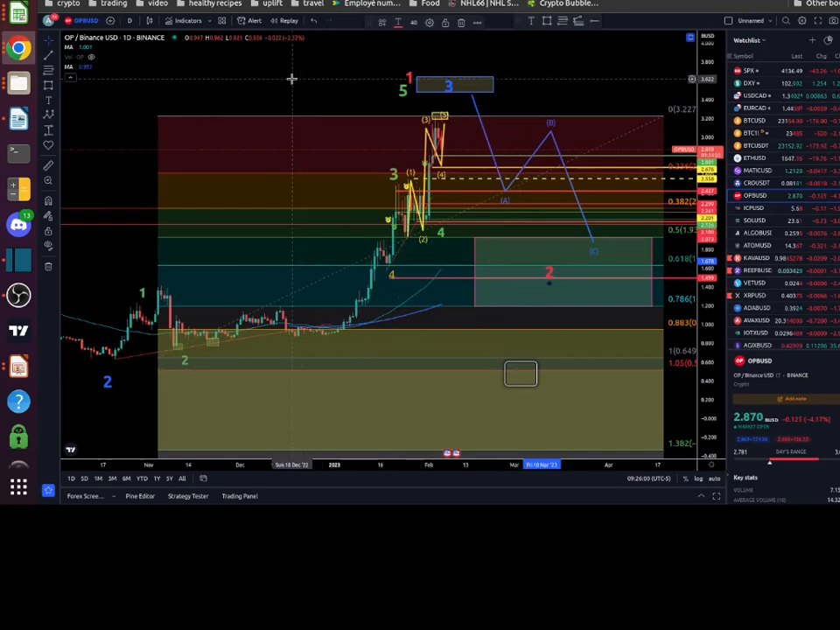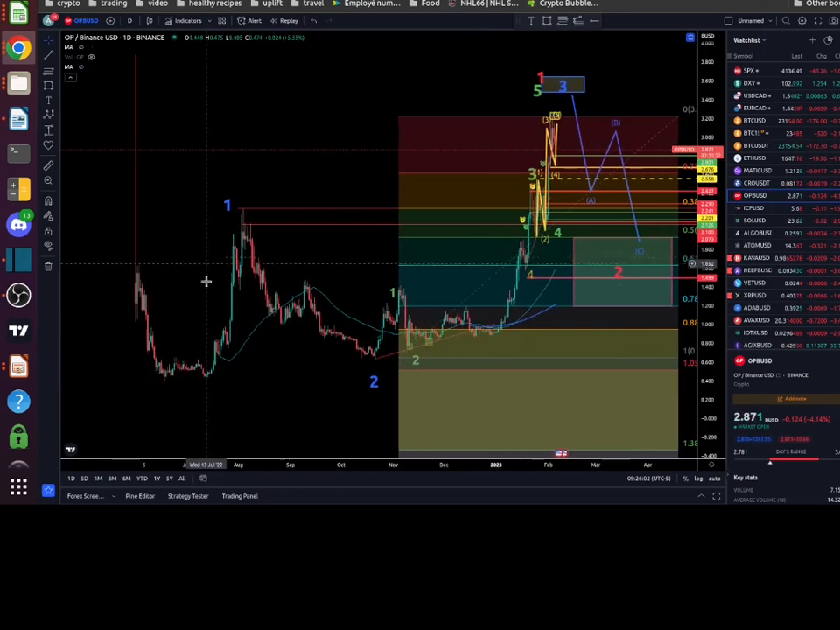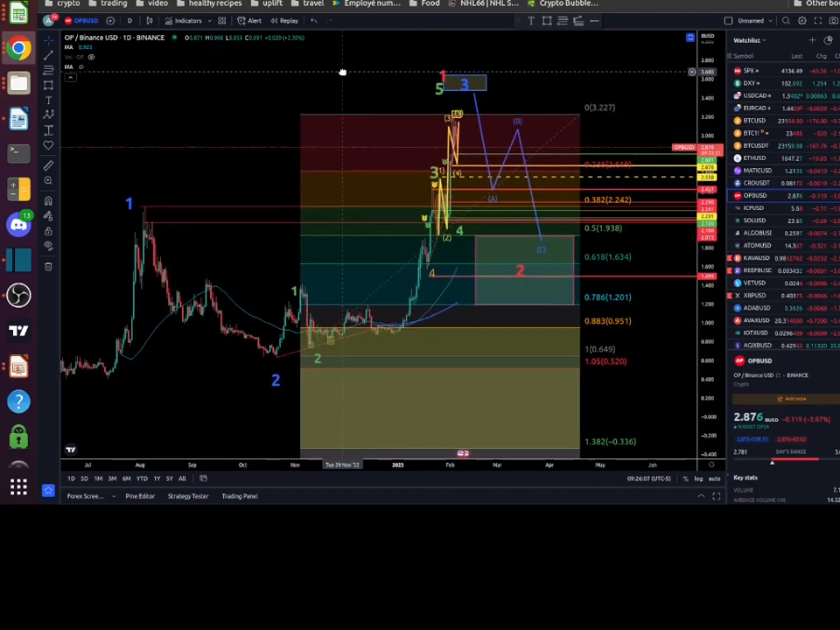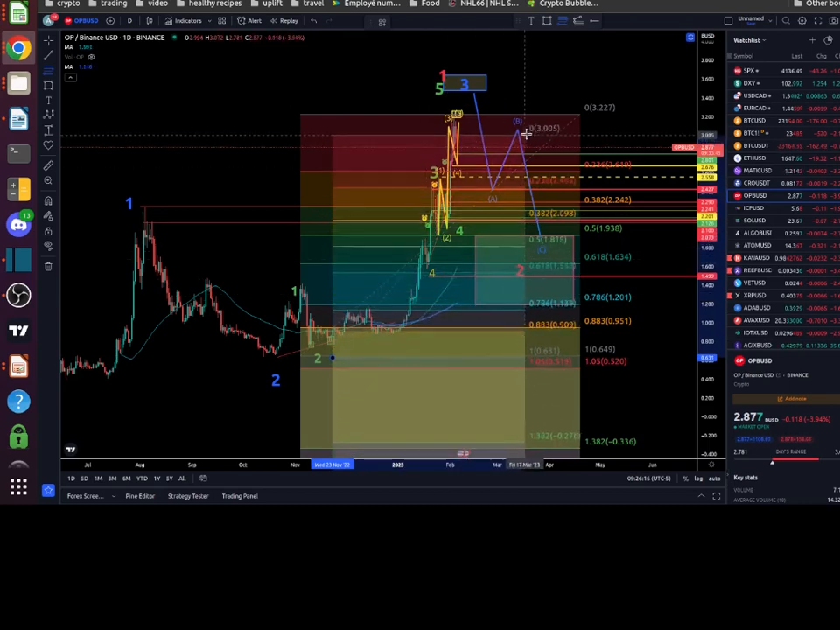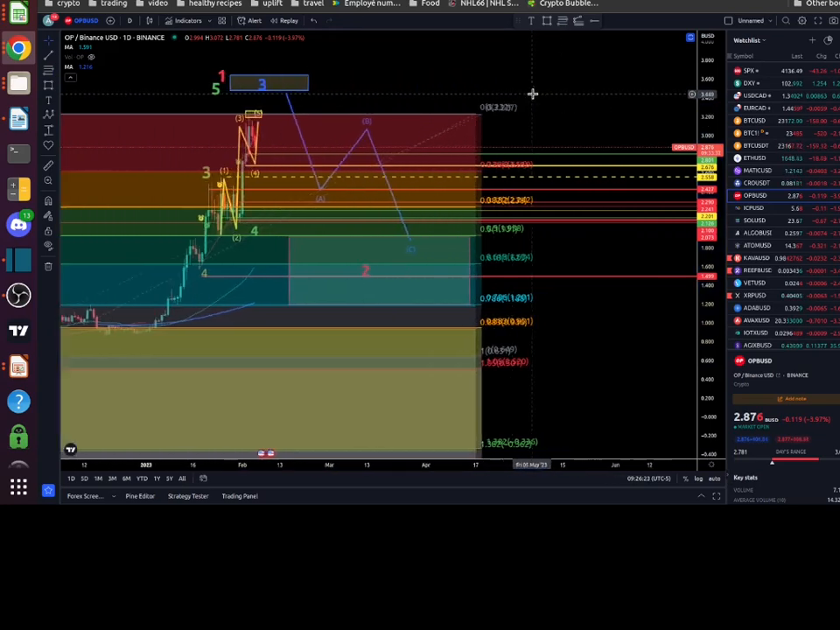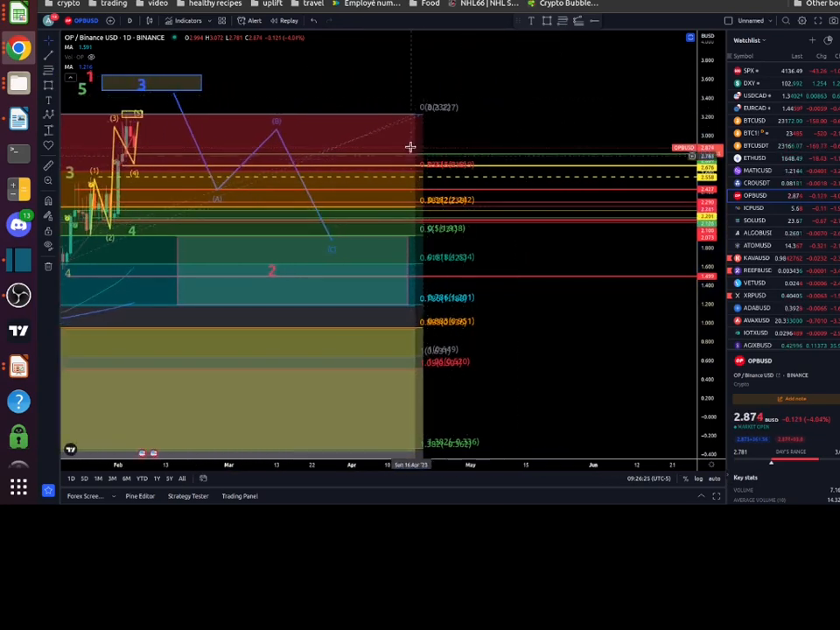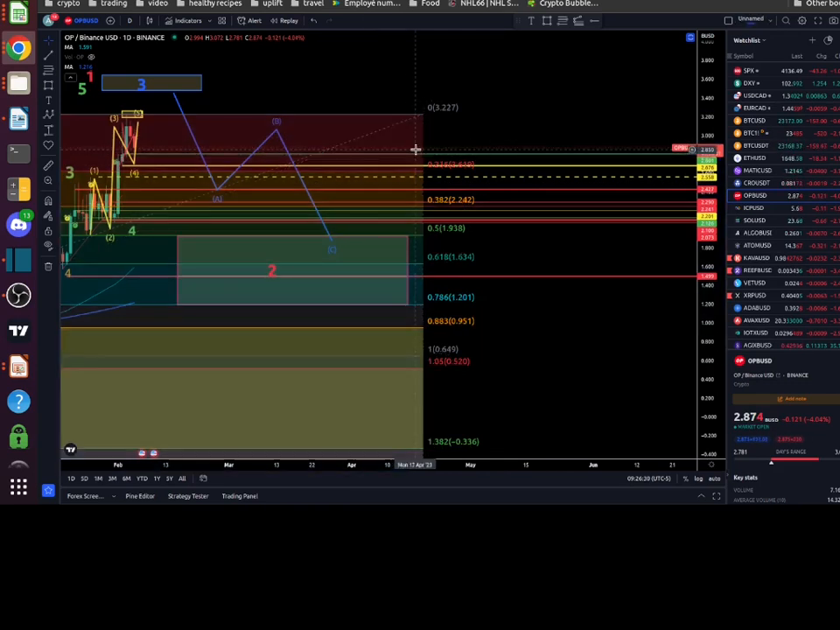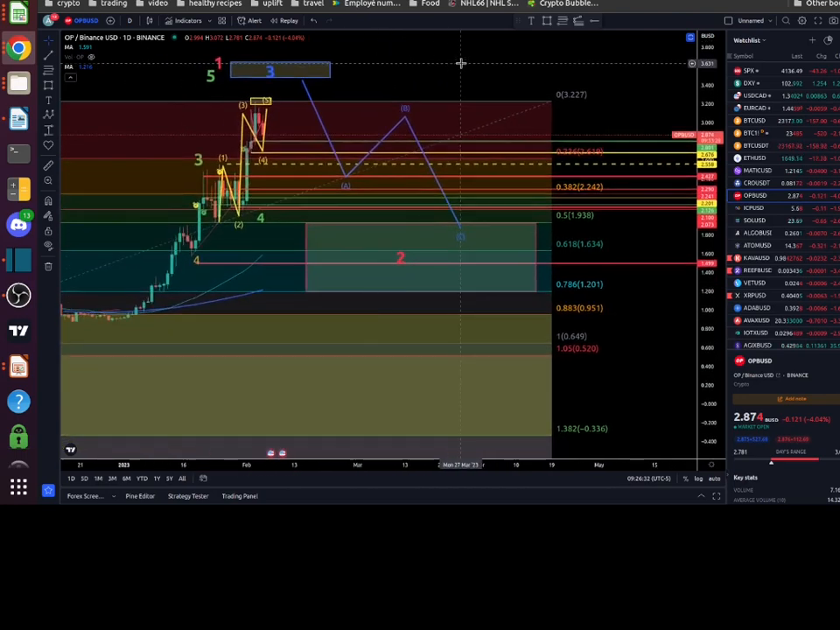Okay, now the other option that we have is that this indeed was a 1 and a 2, this was a 3, and maybe we're doing the 4 in blue. So I'm going to take this impulsive movement up to the end of the third wave. I already had it before. Seriously?